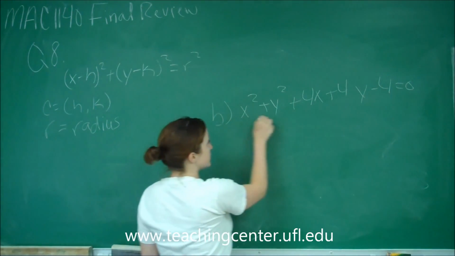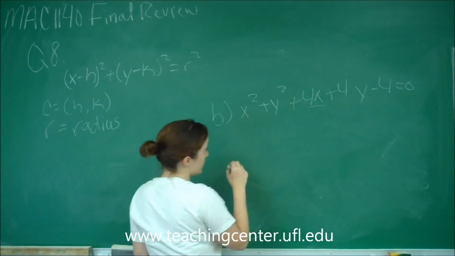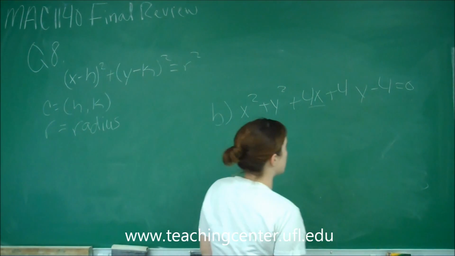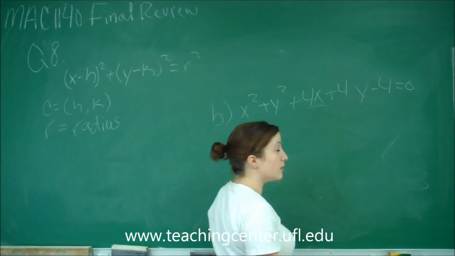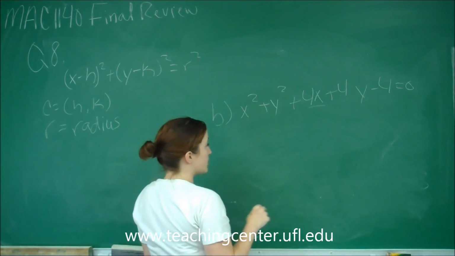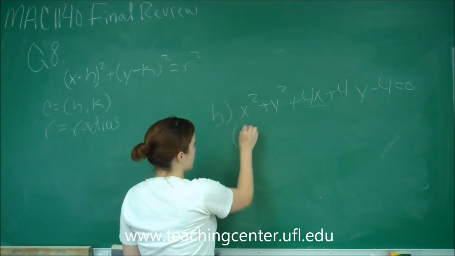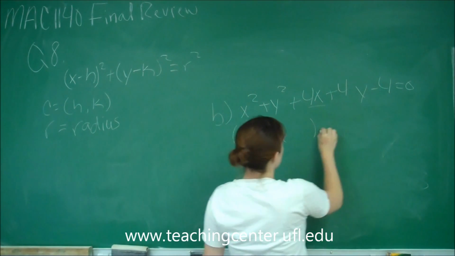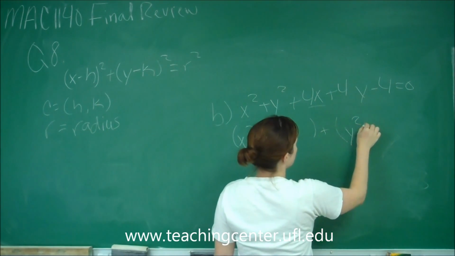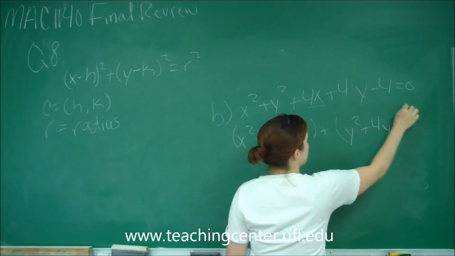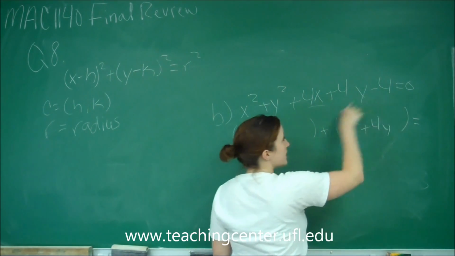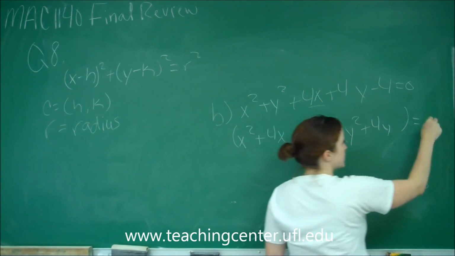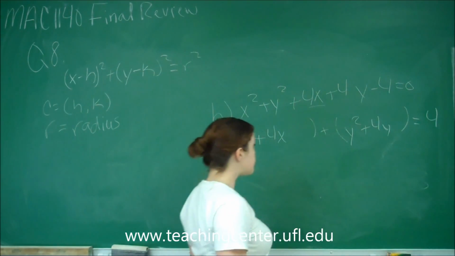So the first thing you want to do is group this equation, which is x squared plus y squared plus 4x plus 4y minus 4 is equal to 0, in terms of x's and y's. So we've got x squared plus 4x, and then I'm going to leave a little space, plus y squared plus 4y, leave a little space, is equal to, and then anything that doesn't have an x or y, I'm going to bring to the other side. This is equal to positive 4.